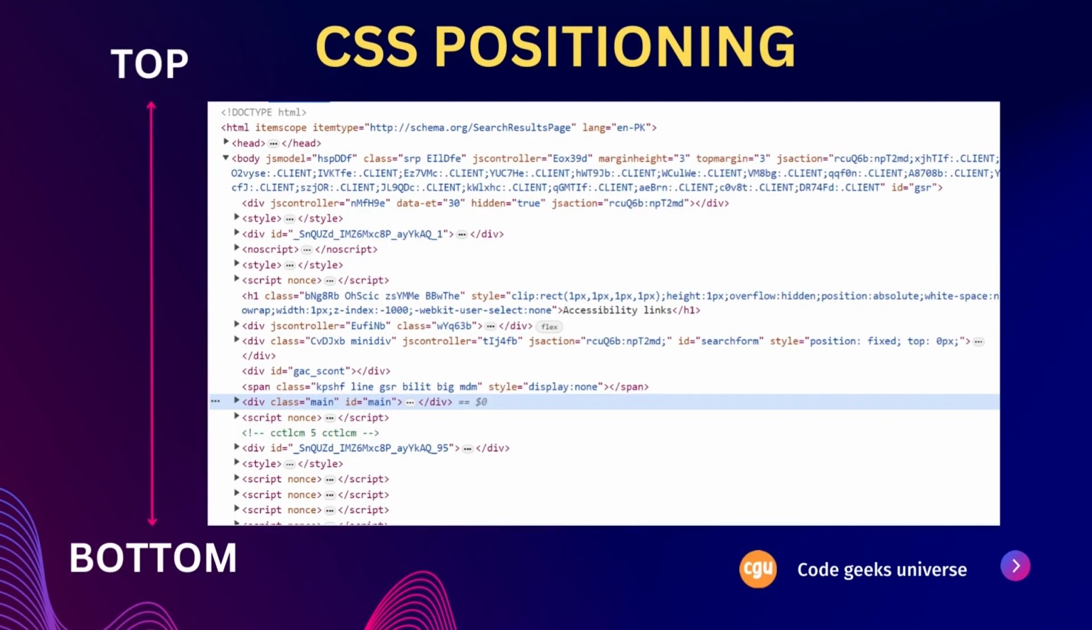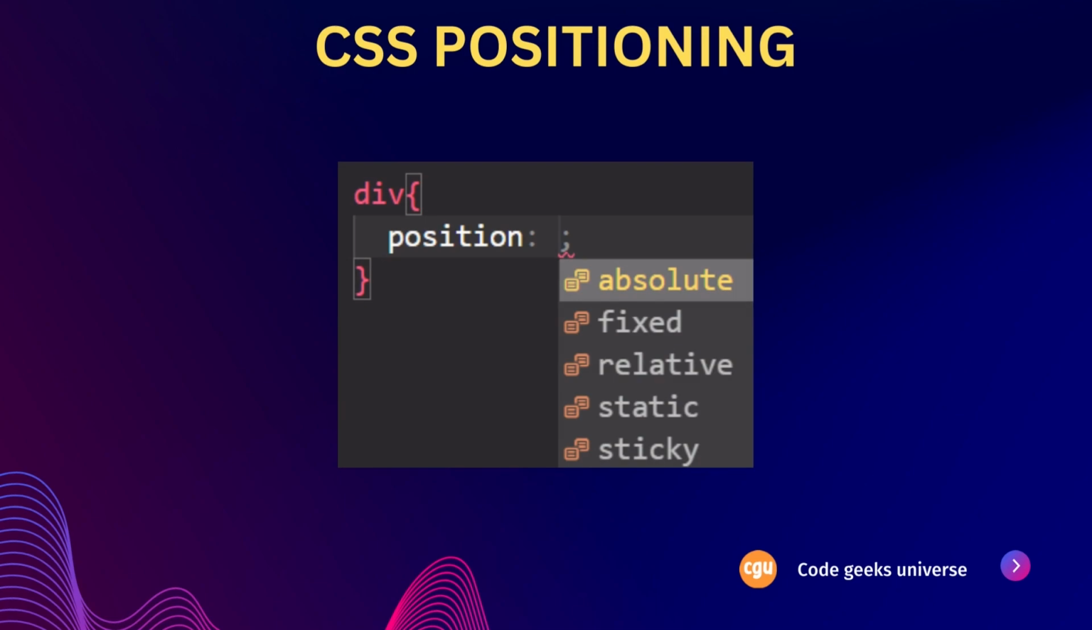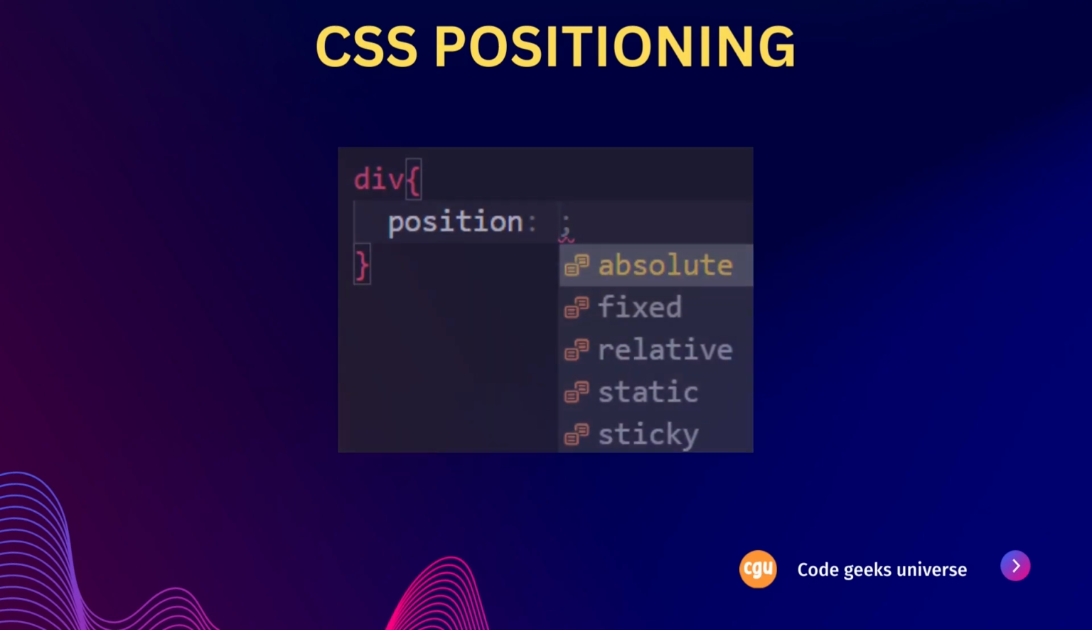By default, HTML elements are arranged in a vertical stacking order from top to bottom. However, we have the flexibility to change this property and position elements outside of the normal flow. And for this, we have the position property. The position property determines how an element is positioned on a web page.